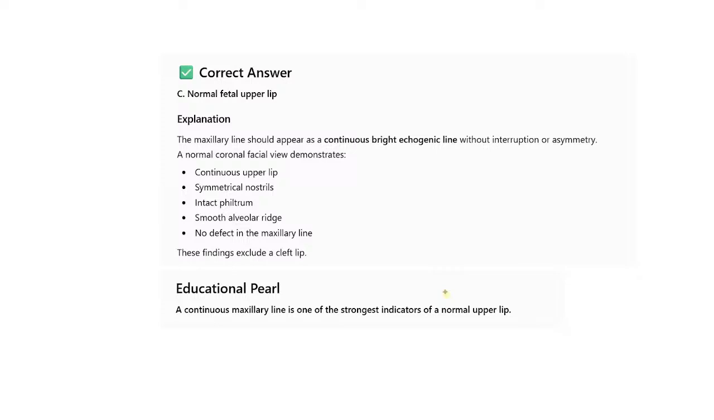So the educational appeal: a continuous maxillary line is one of the strongest indicators of a normal upper lip.